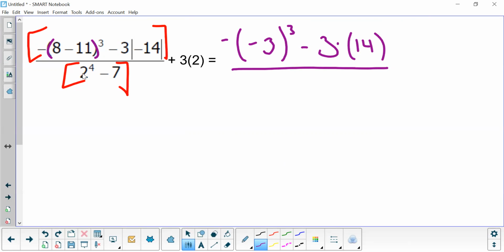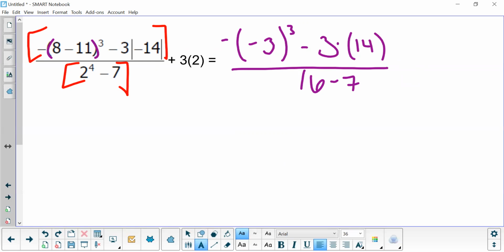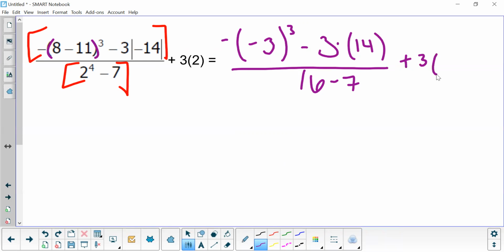We can start simplifying. We'll do the exponents before the subtraction. So 2 to the 4th power, that's 2 times 2 times 2 times 2 is 16. And then we have that little piece that I added on, which is the plus 3 times 2. And then I'll wait to simplify anything there toward the end. All right, and then keep simplifying.